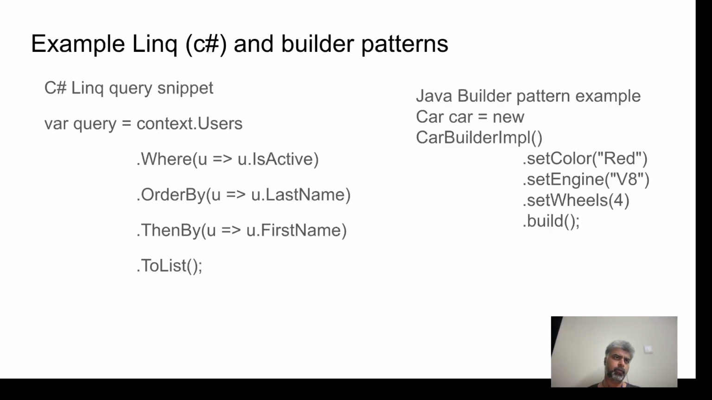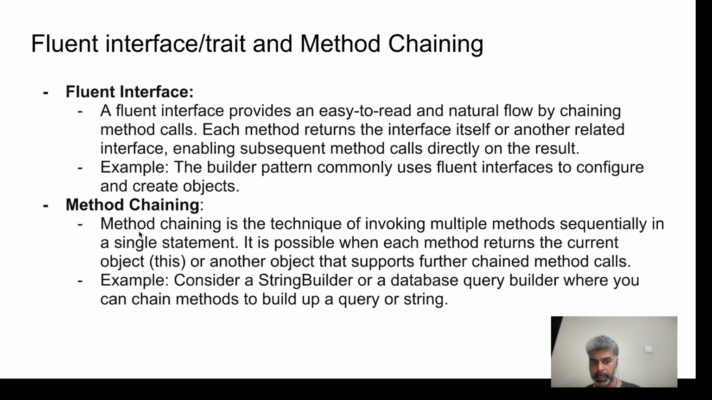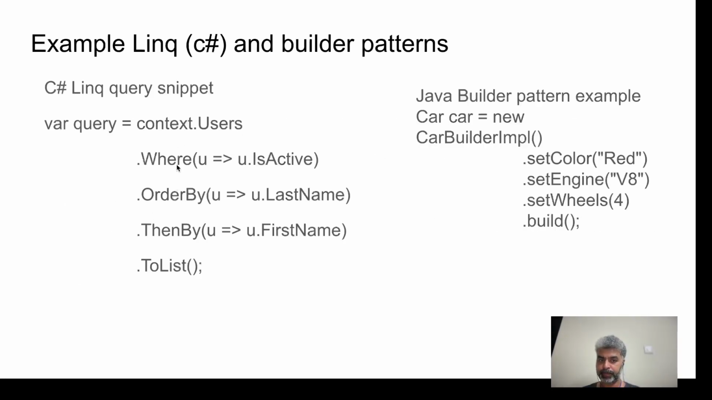You might have already used this concept in other programming languages. If you are from C Sharp, you might have used LINQ queries in the .NET framework. There is a LINQ query snippet: you create a query and then call where, order by, then by on the list. You're not creating an object every now and then; with the same object you call this chain of methods.